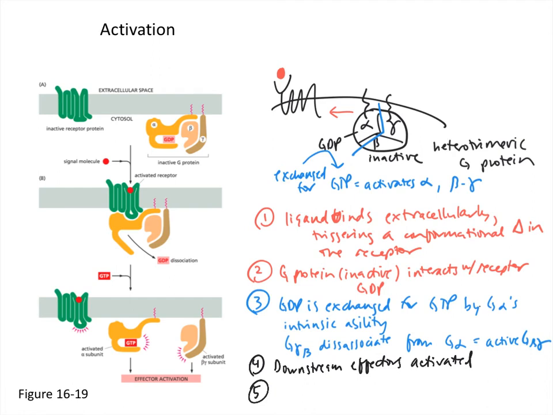Again, these G protein subunits are not permanently active. Instead, eventually GTP is hydrolyzed from G alpha. This means that G alpha is then in its inactive state, and then it has high affinity for G beta gamma, and so it can basically bind to them again and inactivate them.